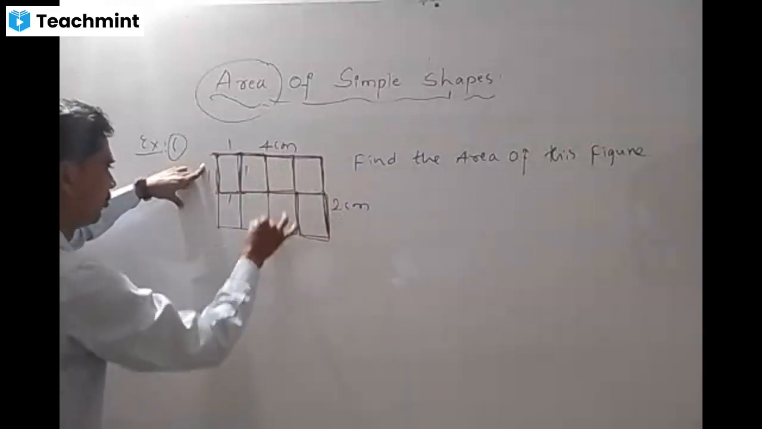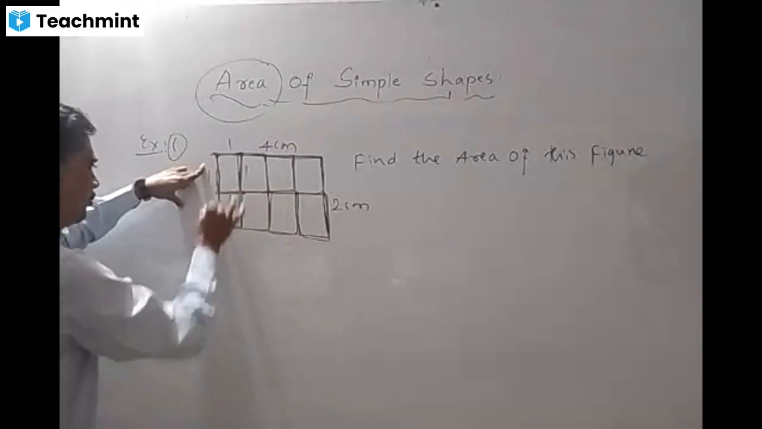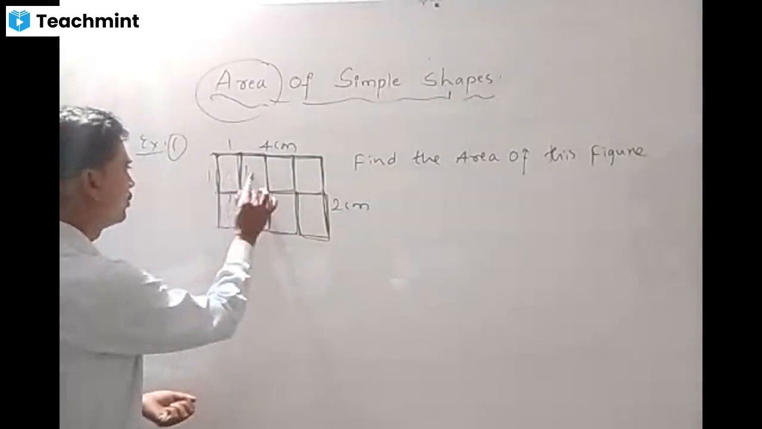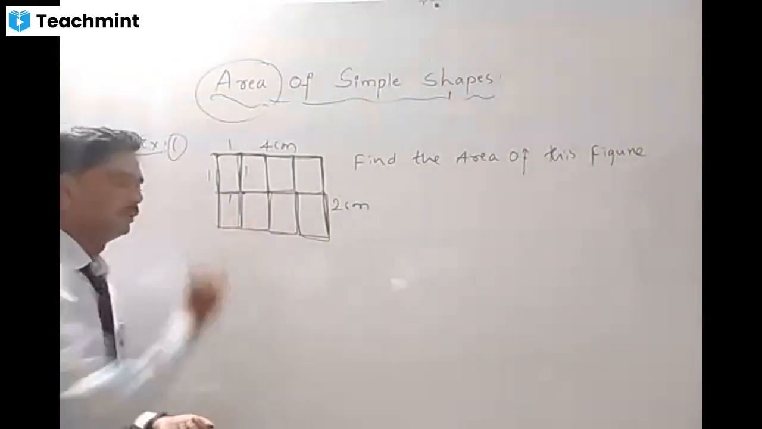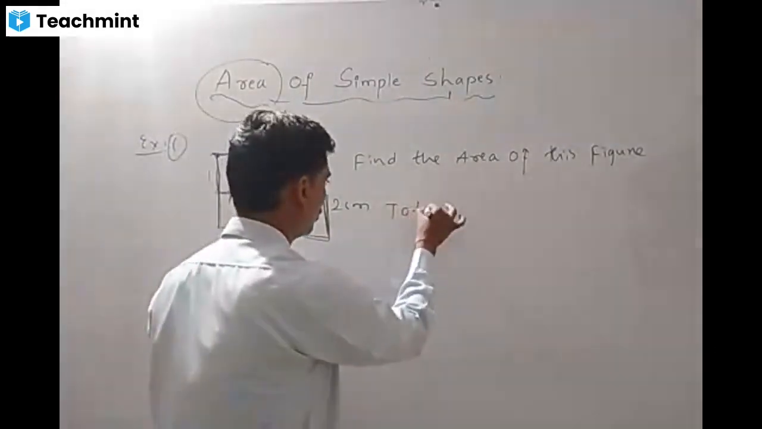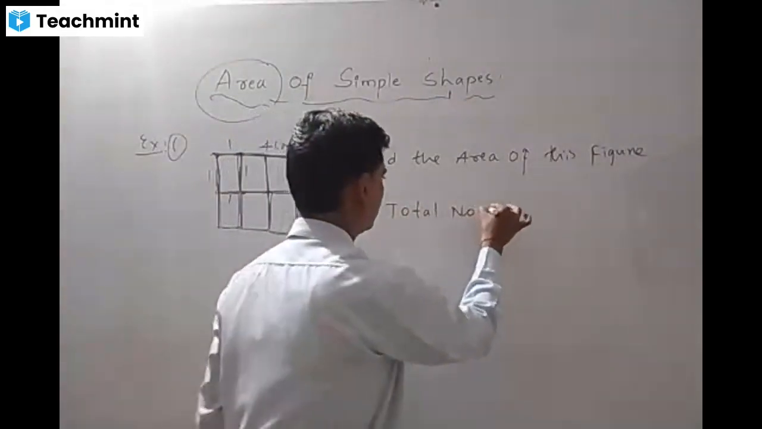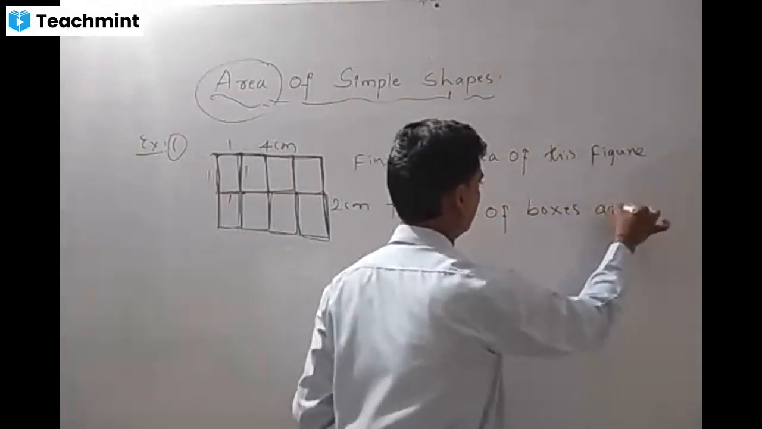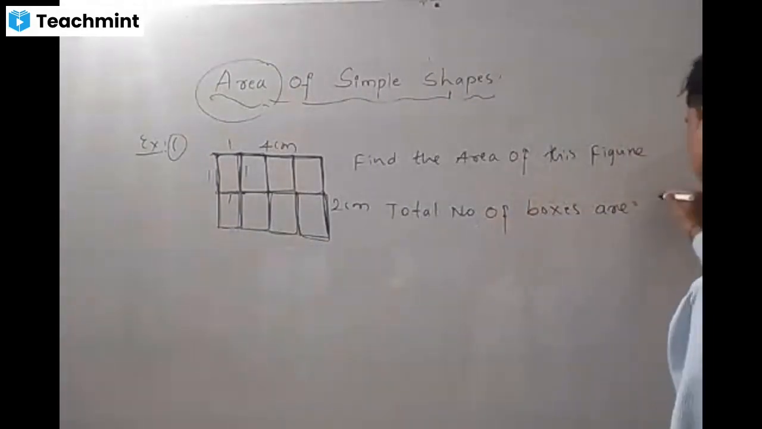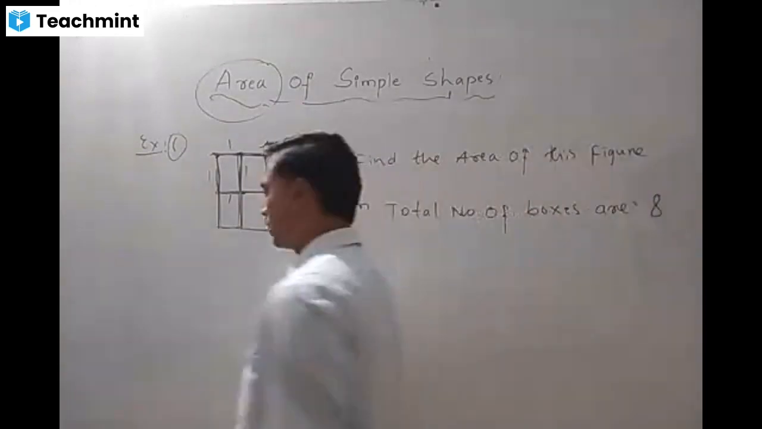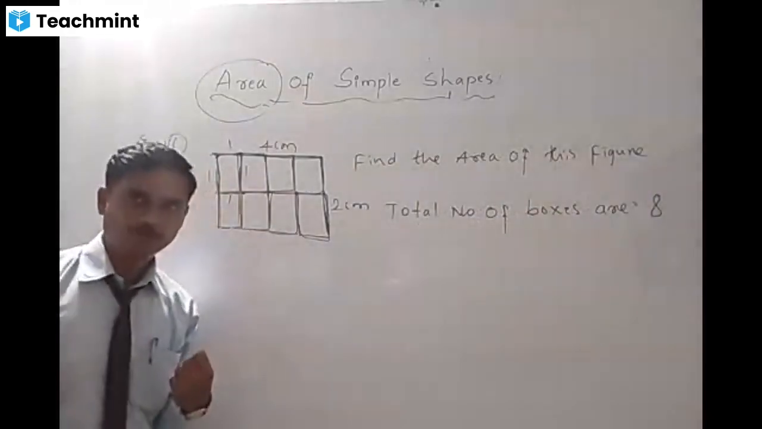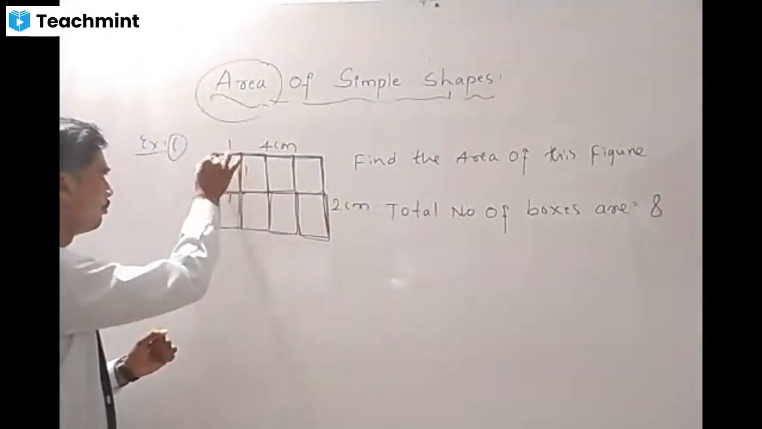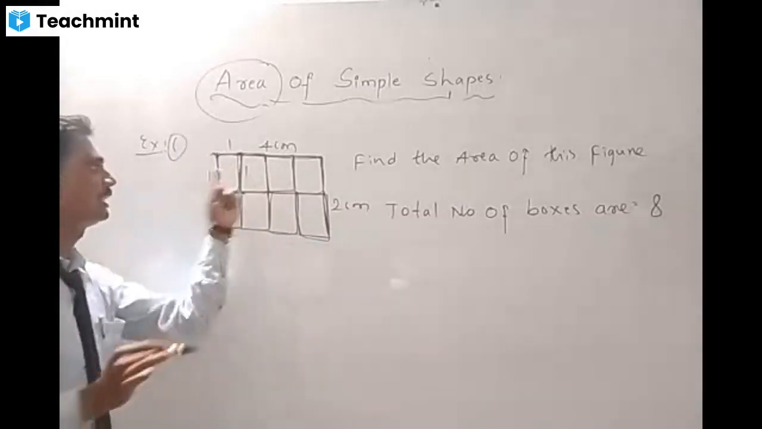Here 1, here 1, here 1, and here 1. Okay. How many boxes are there total? Sir, 1, 2, 3, 4, 5, 6, 7, 8. Total number of boxes are 8. Okay. Total number of boxes are how many are there? 8. Okay. Then total number of boxes 8 means one box has 1 square centimeter.